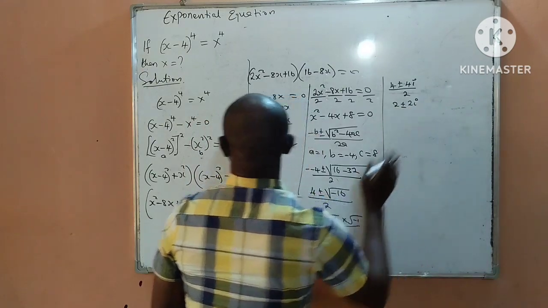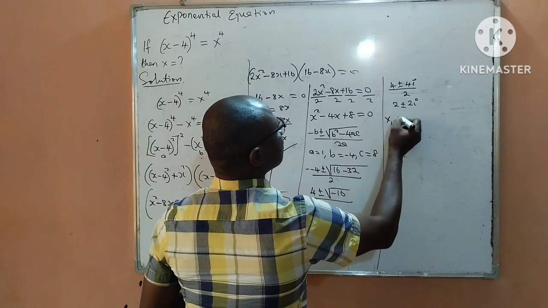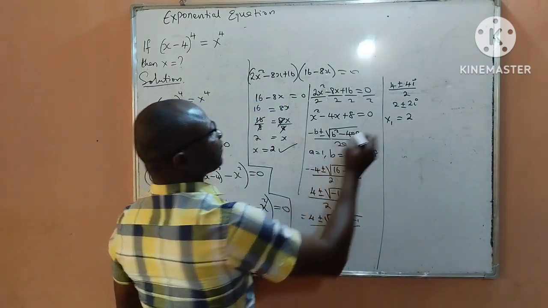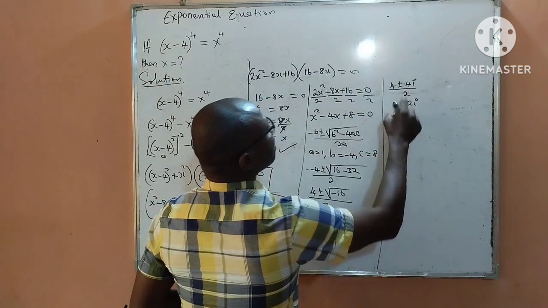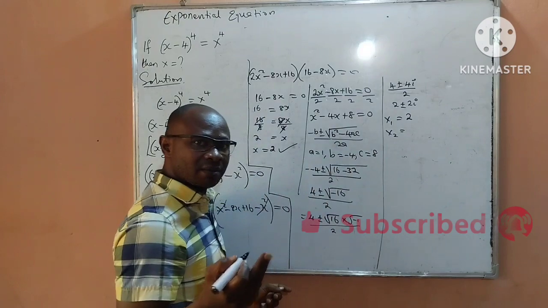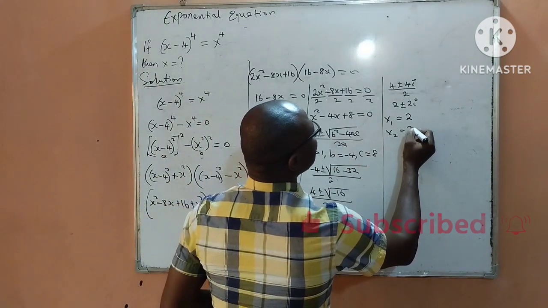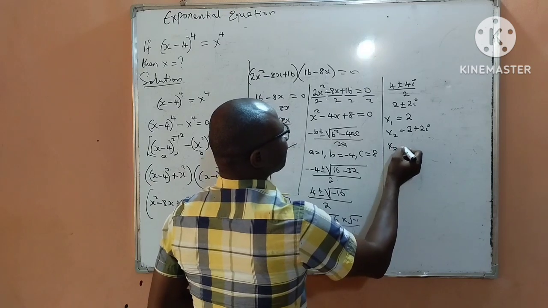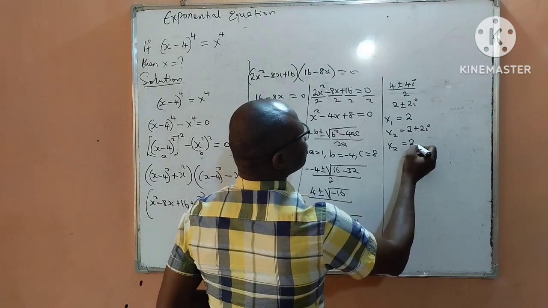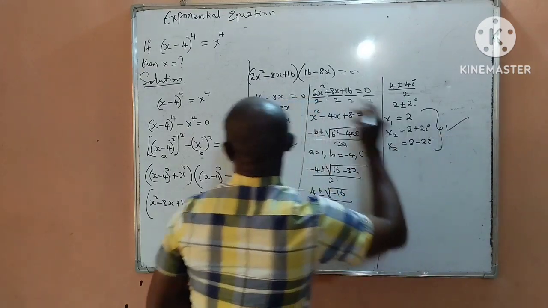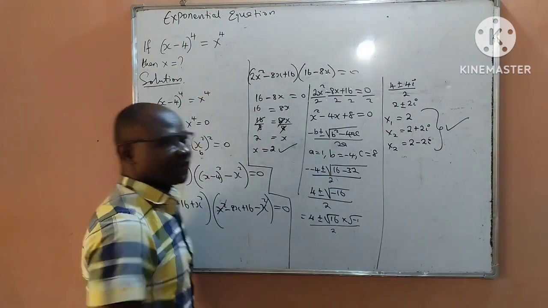In conclusion, we can now say the first value of x is what we got here, which is 2. The second value of x, x2, is going to be here, taking plus, since we have plus and minus. So it will now be 2 plus 2i. The third value of x is 2 minus 2i. These are the values of x as required to be found.